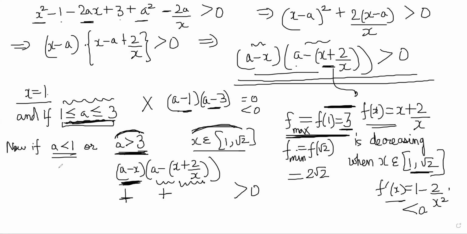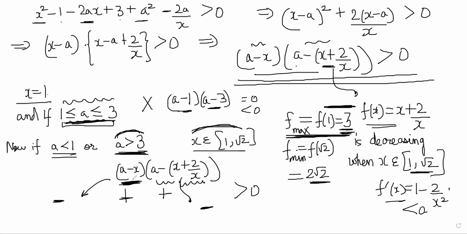Also, if a is less than 1, what will happen? If a is less than 1, this part is negative and this part is also negative, right? If a is less than 1, you have x plus 2 by x between 3 and 2 root 2, right? 3 and 2 root 2, and a is less than 1. So this is also negative. This is also negative. So again, the whole inequality is satisfied.